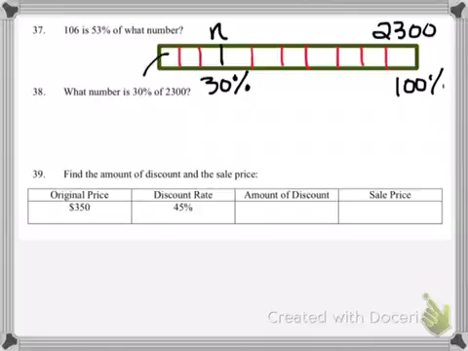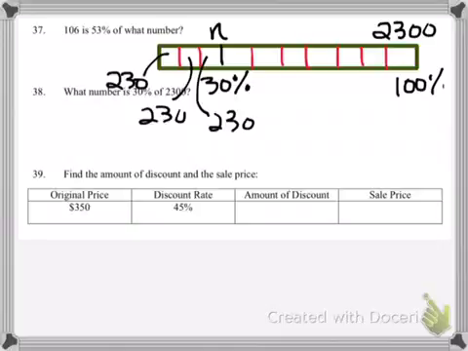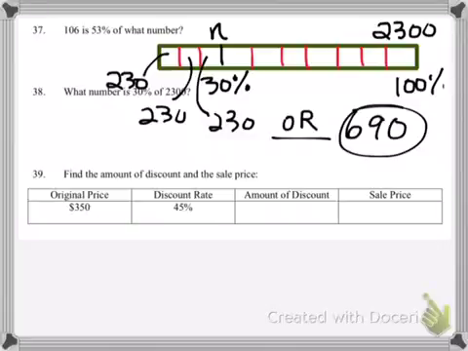Just subdivide it into 10 equal parts. In other words, if 2,300 is everything, and we divide 2,300 by 10, then each of these little parts would be 230. That first piece would be 230, the second piece would be 230, and that third piece would be 230. If we add those three together, that represents 30%, right? If we add all of that together, we're going to get 690.